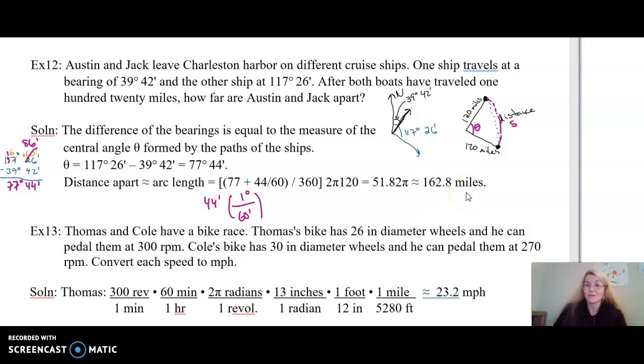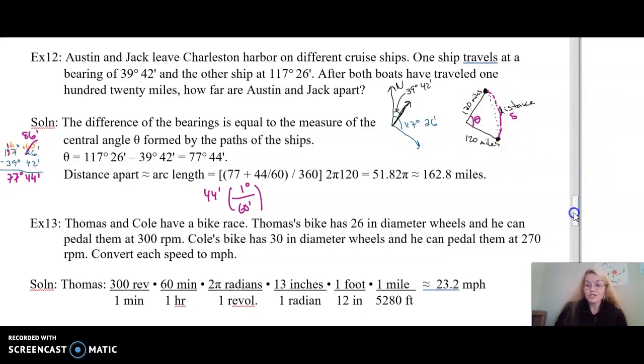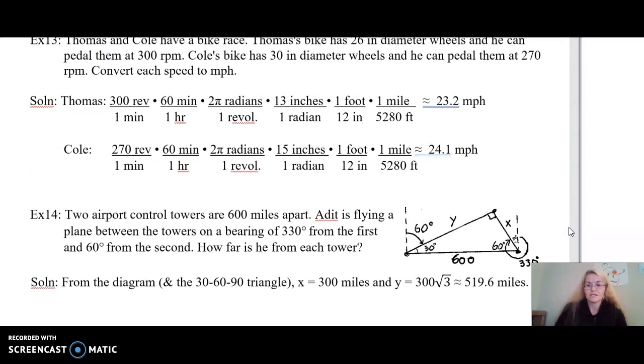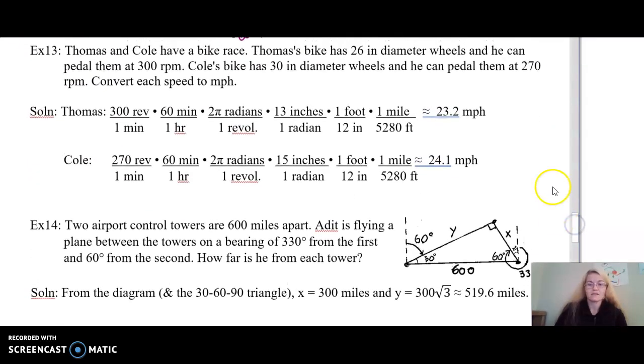Again, later on when we learn about the law of sines, we'll be able to find this more accurately, more precisely. Okay. Number 13, Thomas and Cole have a bike race. Thomas's bike has 26-inch diameter wheels, and he can pedal them 300 revolutions per minute. So again, RPM is revolutions per minute. Cole's bike has 30-inch diameter wheels, and he can pedal them 270 revolutions per minute.